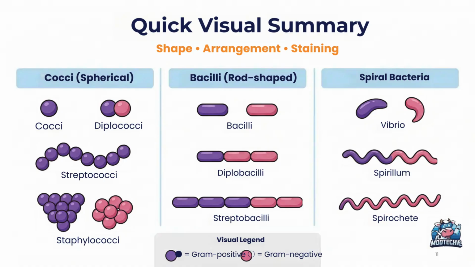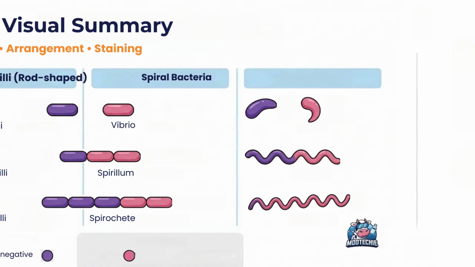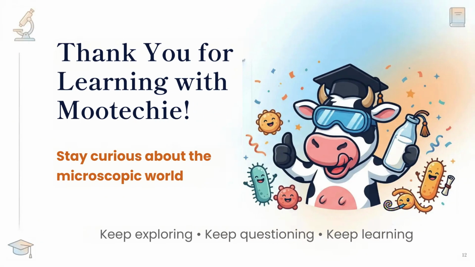To conclude, bacteria are microscopic, single-celled organisms with diverse shapes and structures. Their classification depends on shape, arrangement, gram staining, and metabolic characteristics. Understanding bacterial morphology is essential for studying microbiology, food safety, and dairy technology.